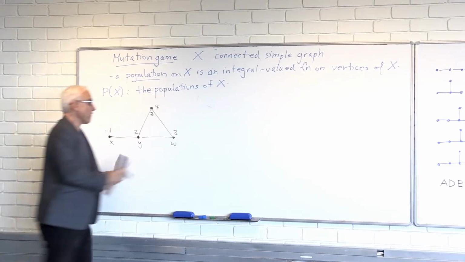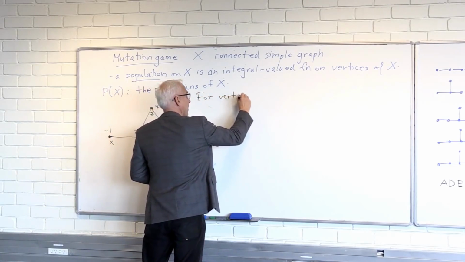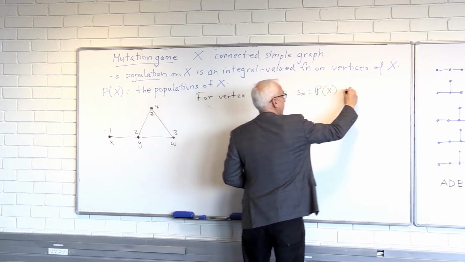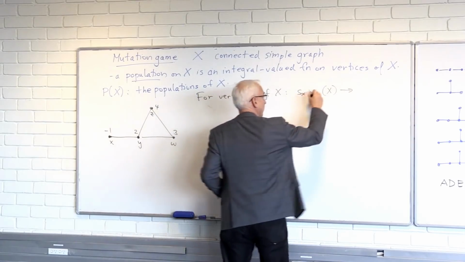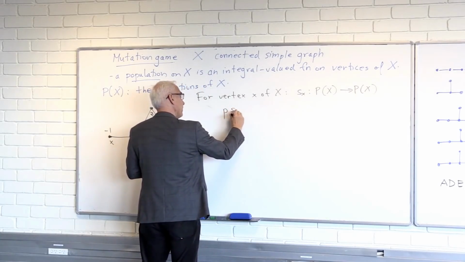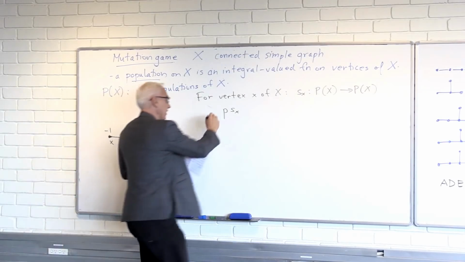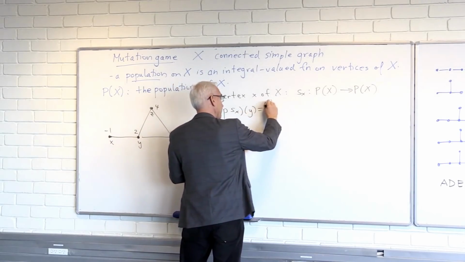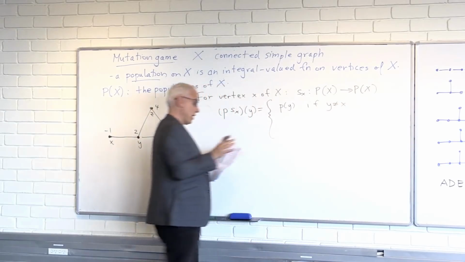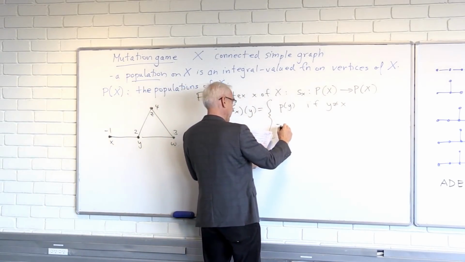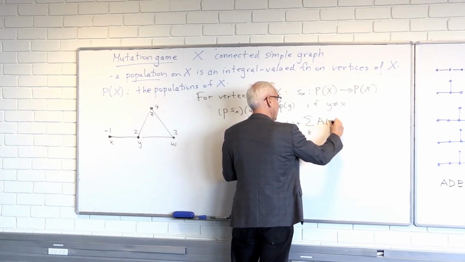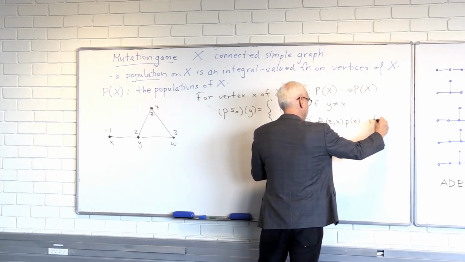So what we're going to do is define, for a vertex little x of X, S sub x, which is going to be a linear map from P of X to P of X. And it's defined this way. If we have a population P, I'll have the operation acting on the right. P S_x acting on another vertex y is equal to P of y if y does not equal x, where x and y are vertices, and if y equals x, we get minus P of x plus the sum over all vertices z of A_{zx} P of z. That's if y equals x.